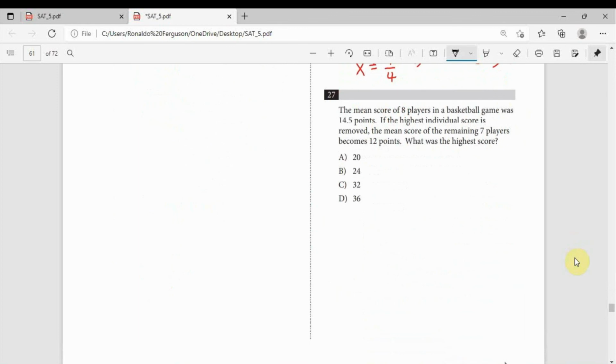Alright, question 27. We love these questions with means. Means are usually the best question on the paper. It says the mean score of 8 players in a basketball game was 14.5. Now guys, remember that mean is equal to add up all the scores divided by the number of players or the number of scores.